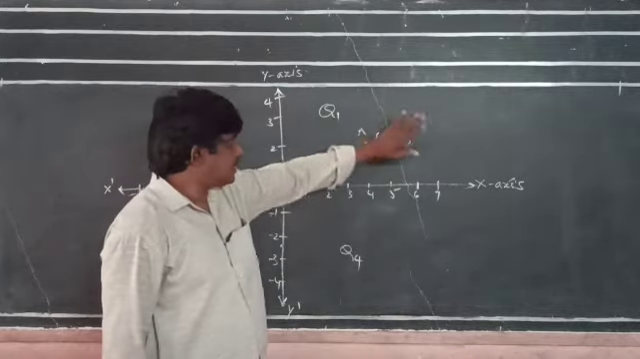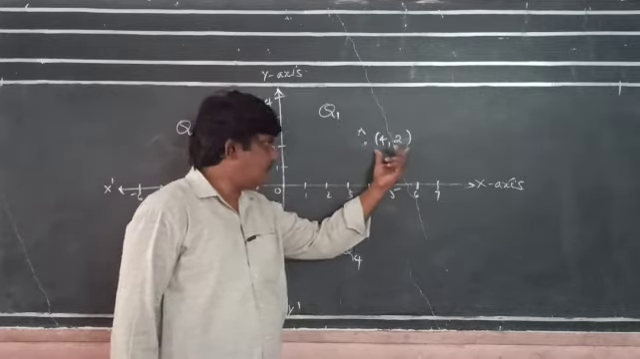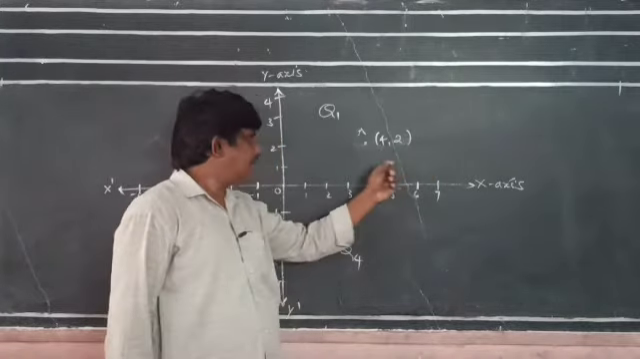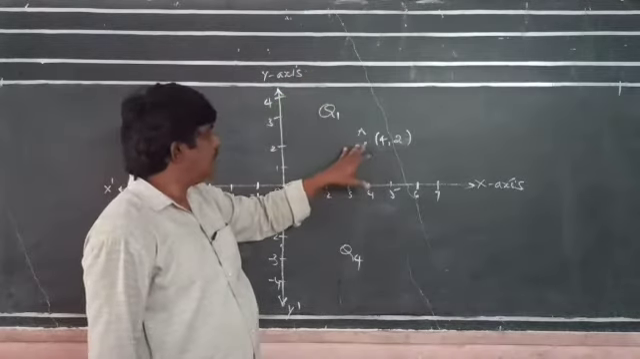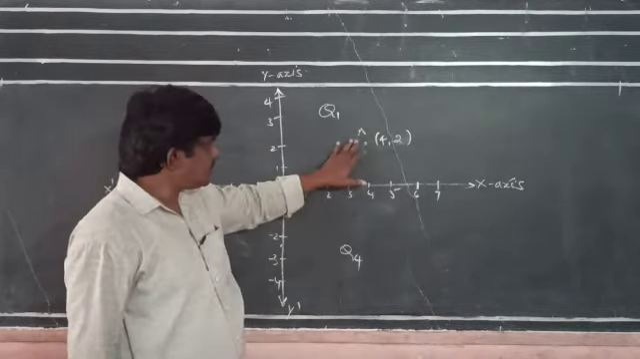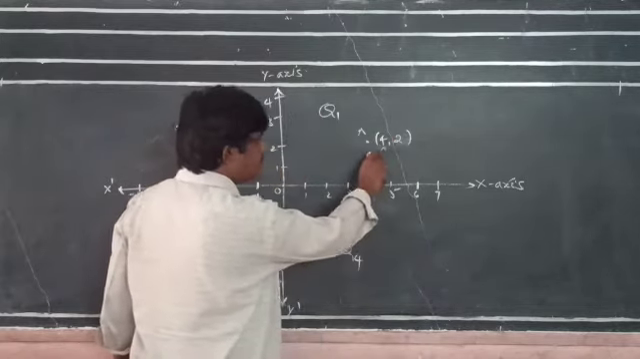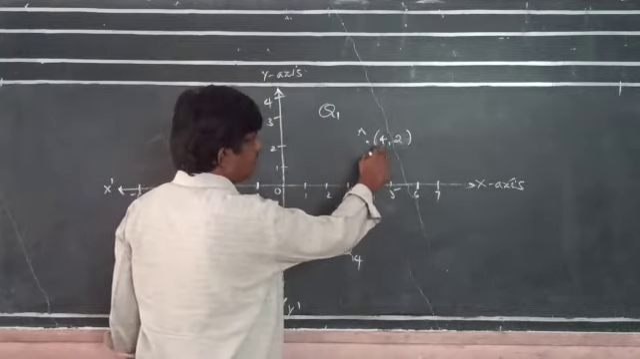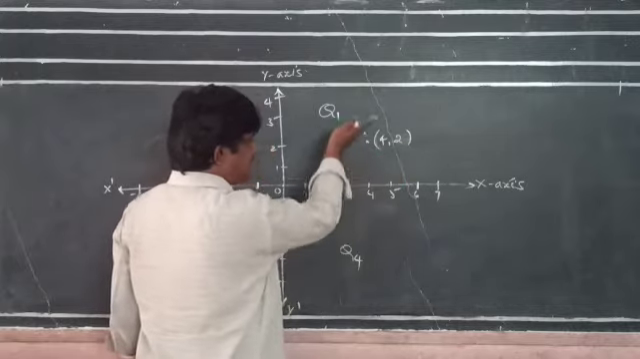So Rene Descartes gave the address as a coordinate, an ordered pair. Using the concept of the Cartesian ordered pair, he gave the address of a particular point on the plane. So point A is nothing but the ordered pair (4, 2). What is 4? 4 is the number of units distance from the y-axis. What is 2? The number of units distance from the x-axis.